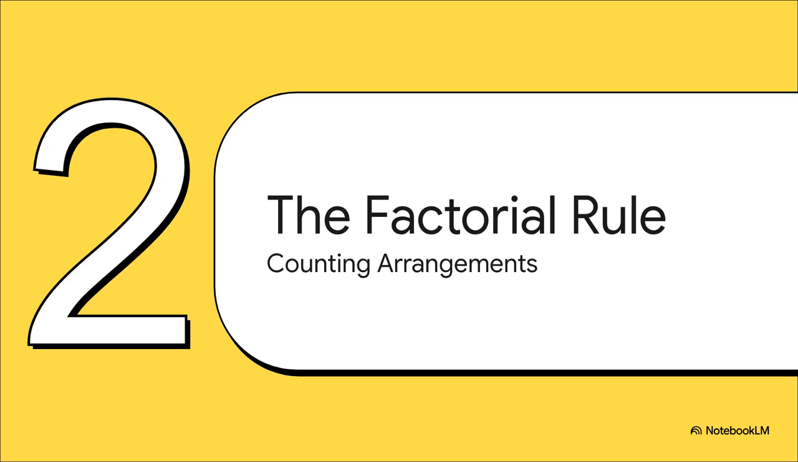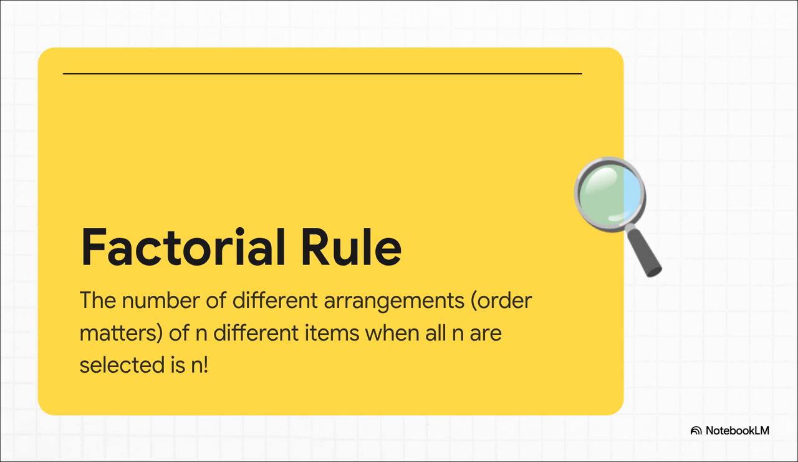All right, next up, we have a really powerful shortcut called the factorial rule. This is your go-to whenever you need to figure out how many different ways you can arrange a whole set of unique items. That little exclamation mark you see? That's a factorial. It's just math shorthand for taking a number and multiplying it by every whole number below it, all the way down to 1. So if you have n things, there are n factorial ways to line them up.